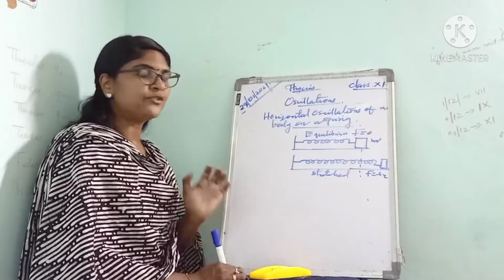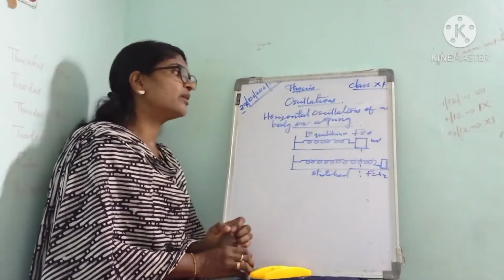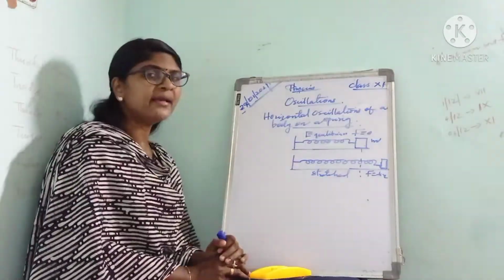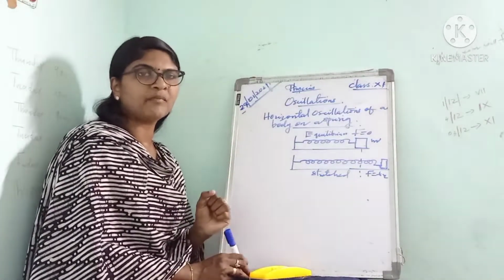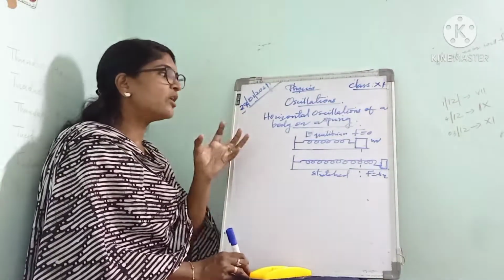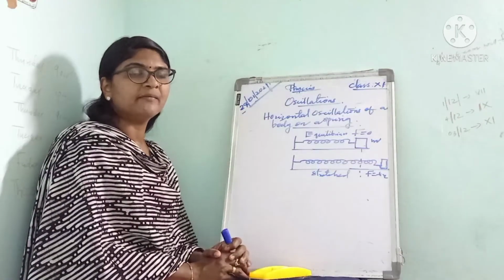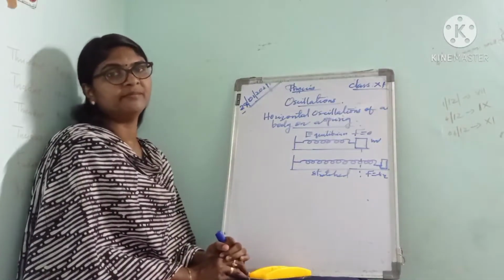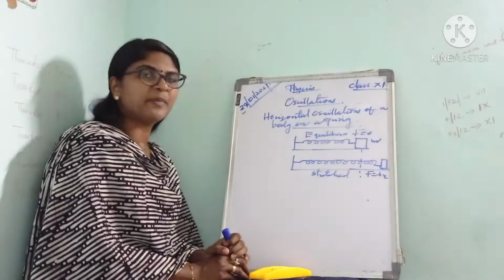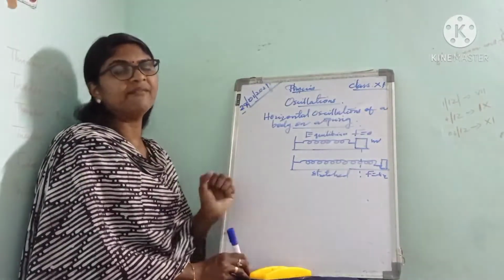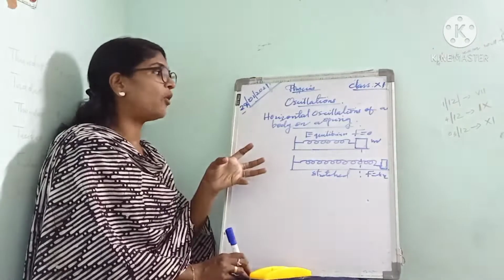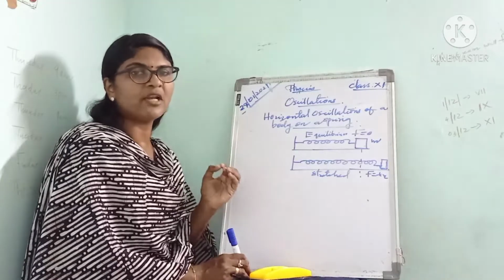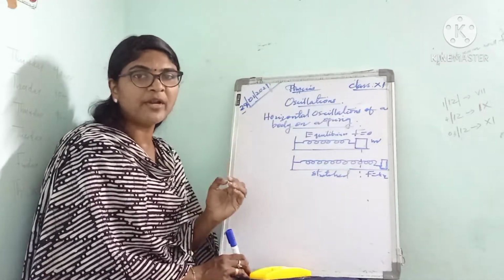Listen. In today's class we are going to discuss the horizontal oscillations of a body on a spring. Actually, here we are going to prove that the horizontal oscillation of a loaded spring is an example of simple harmonic motion. That is what we have to prove: the horizontal oscillations of a loaded spring is simple harmonic motion.